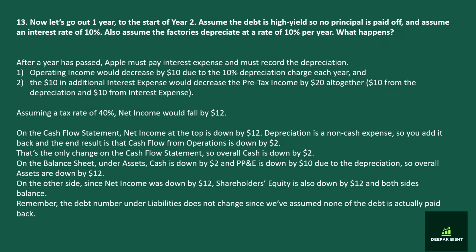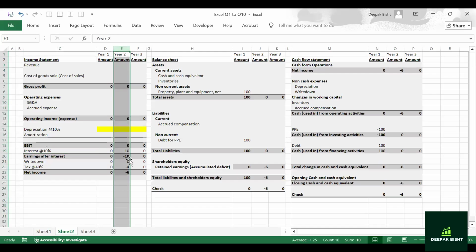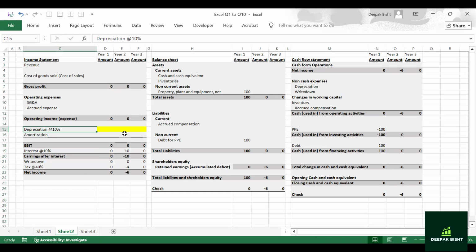So what will happen? First condition is no principal is paid, interest rate is 10%, and factories depreciate at a rate of 10%. Now let's go to the Excel and see what happens. Interest at 10% in year two. Now we are working on year two. Interest is 10%, depreciation is 10%, and no debt is paid. This means this will be carried forward here also. That is, no debt is paid.